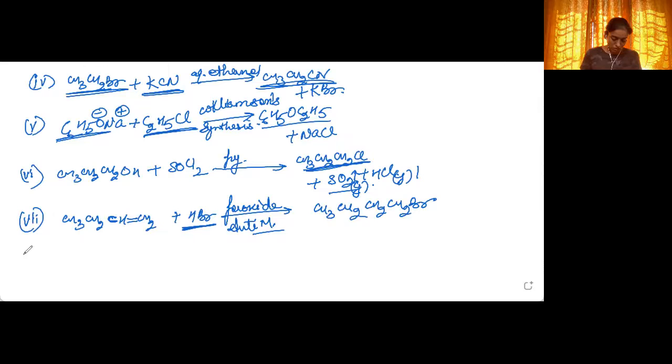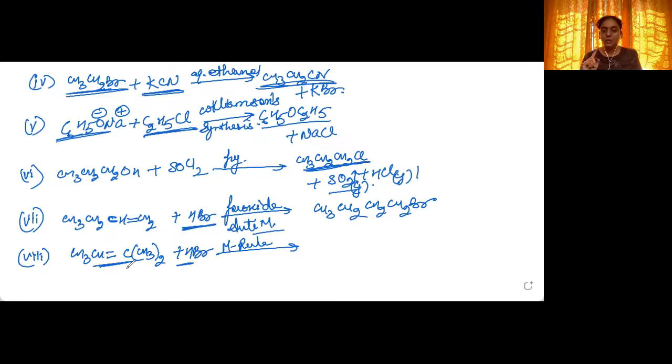Okay, then the eighth part of this question, this is the last part. CH3CH double bond C(CH3)2 plus HBr. Now we have not been given that peroxide is used. So if the peroxide is not used, this means Markovnikov's rule will be applicable here. Now, the positive part of the addendum will go to that carbon which is having a greater number of hydrogen atoms. So you just need to consider the carbon-carbon double bond.